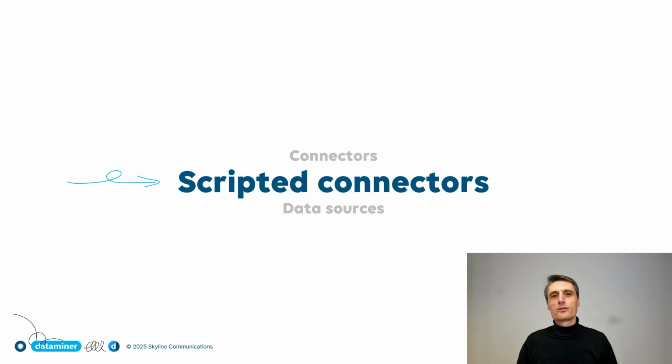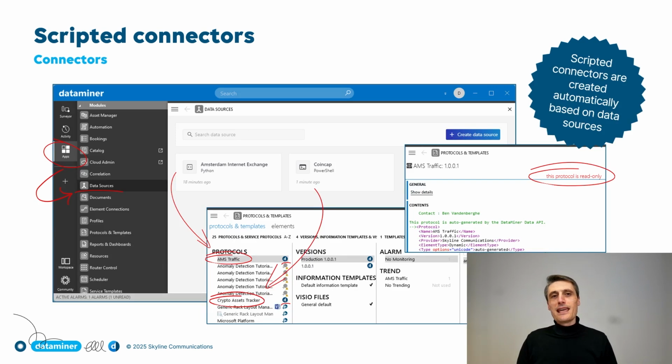Now, what is a scripted connector and what is so different about that scripted connector? Well, a scripted connector will make a distinction between that graphical layer and the business logic. Basically, the business logic, the way you get the data from your data source, is going to be defined in a script that you can easily manage here in the UI.